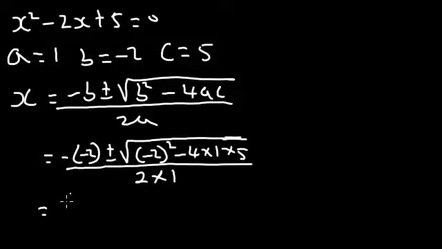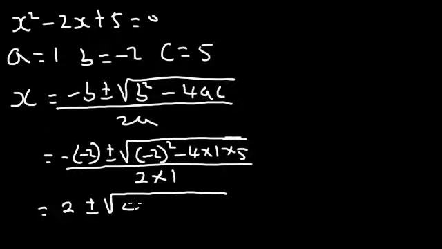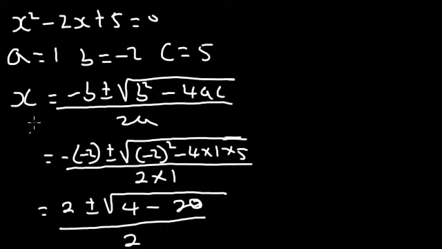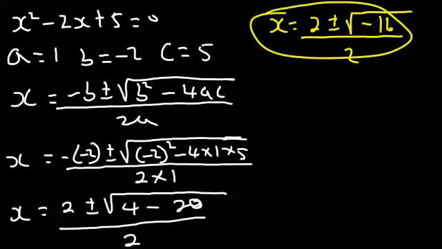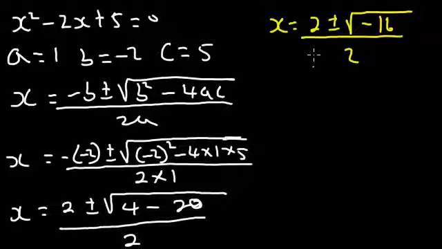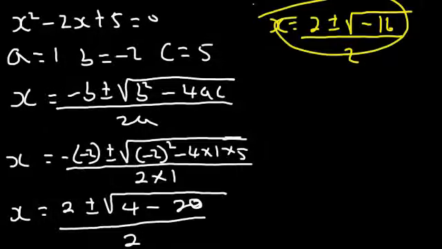Simplifying forward, we have minus times -2 is 2, plus or minus the square root. -2 squared is 4, minus 4 times 1 times 5 is 20. Then eventually, we have division by 2. So x is still equal to that. Simplifying more, we now have the value of x equal to 2 plus or minus the square root of 4 minus 20, which gives us -16, divided by 2. In a normal circumstance, in algebra, we can say this is our final answer. But now that we have introduced complex numbers, we can simplify this further.